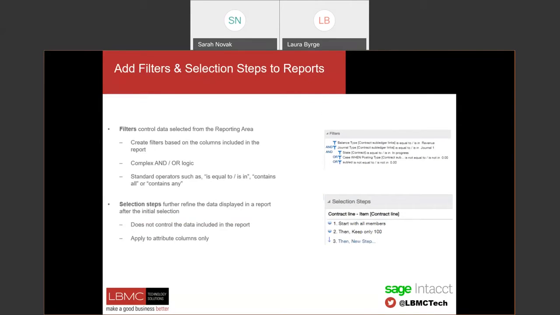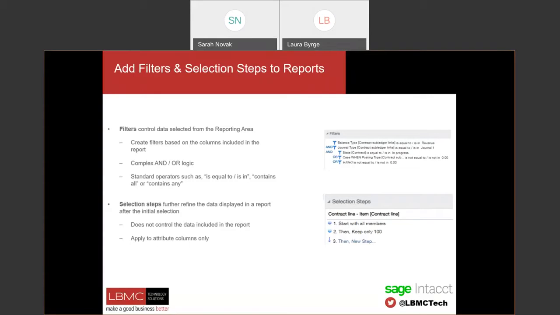Okay, so the other thing that ICRW allows you to do is add filters and selection steps to your report. The filters limit the data that's pulled into the reports when retrieving the information. If you have a large volume of data and want to limit that to, say, a specific region or a specific area, this will allow the report to run and refresh faster. So filters are going to limit what comes into the report.